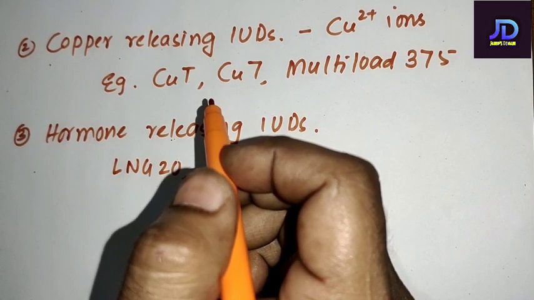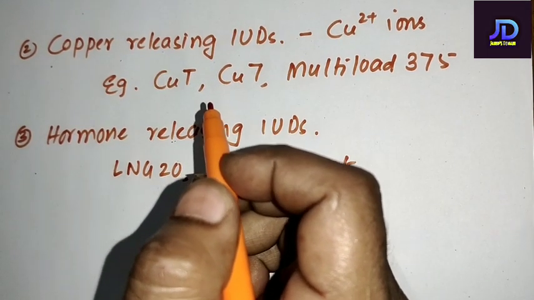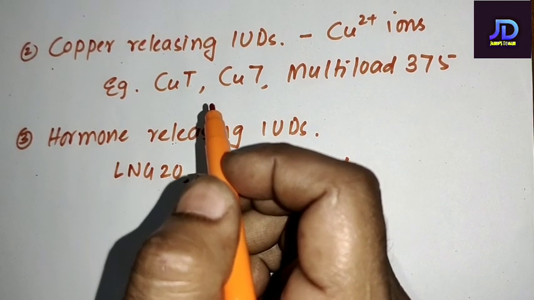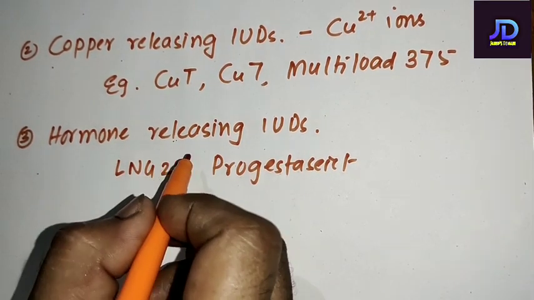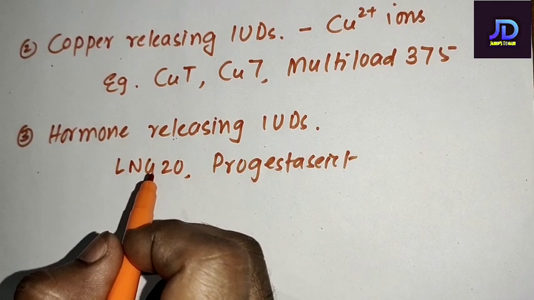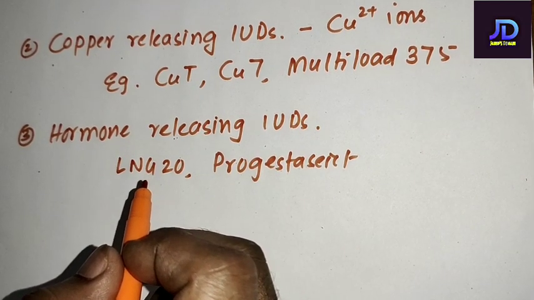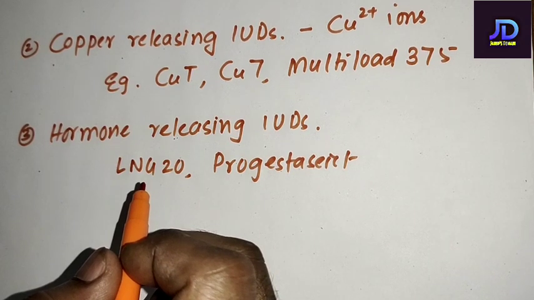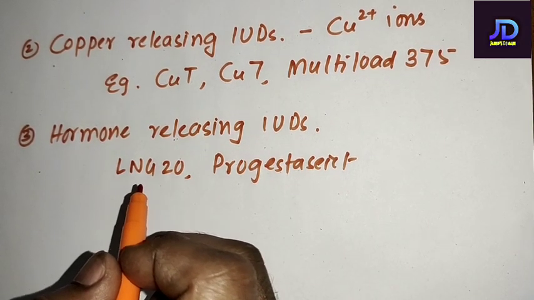The second thing is that copper ions increase sperm mortality. That means copper ions can destroy the sperms. Now the hormone releasing IUDs also suppress sperm motility, and they make the uterus fully unsuitable, fully unfit for implantation.